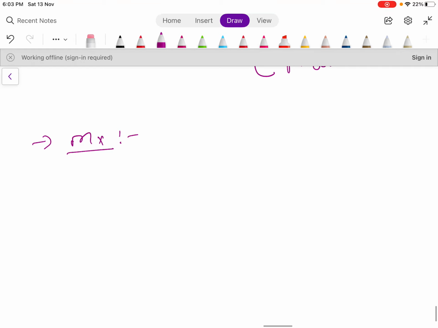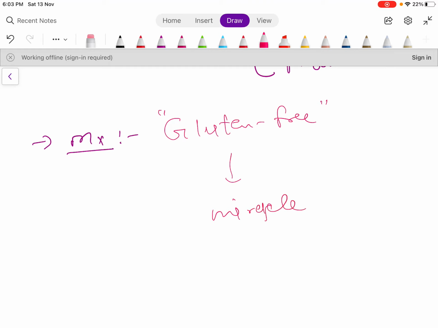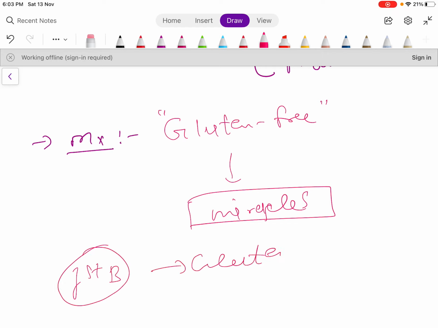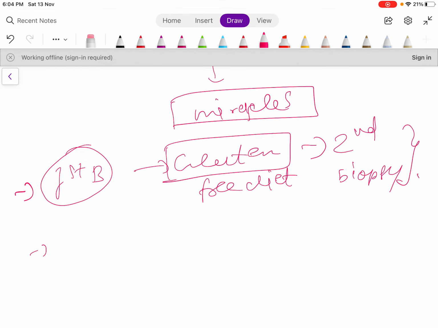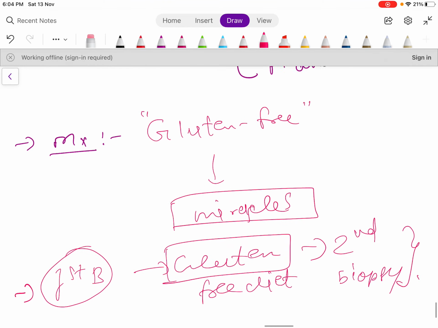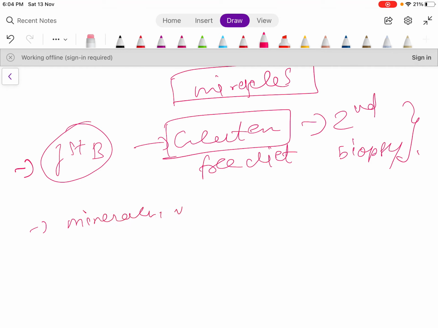So how will you manage this patient? The only best treatment that one can give to the patient is a gluten-free diet. Okay, this will show miracles. Okay, first biopsy is done for diagnosis, then gluten, and then a gluten-free diet. After giving the gluten-free diet, a second biopsy, and you will see the improvement. Okay, there will be a regeneration of the villi. So this is the treatment to be given, and also we should give minerals, vitamins. Okay, iron, B12, folate.